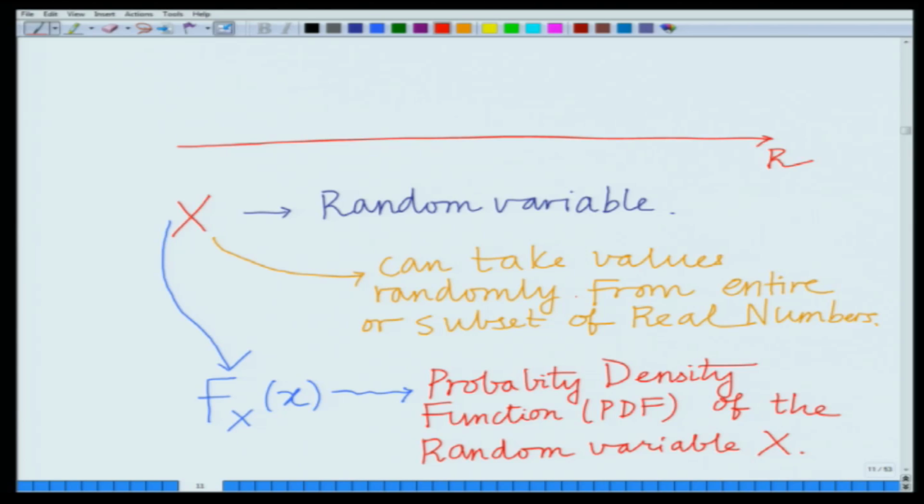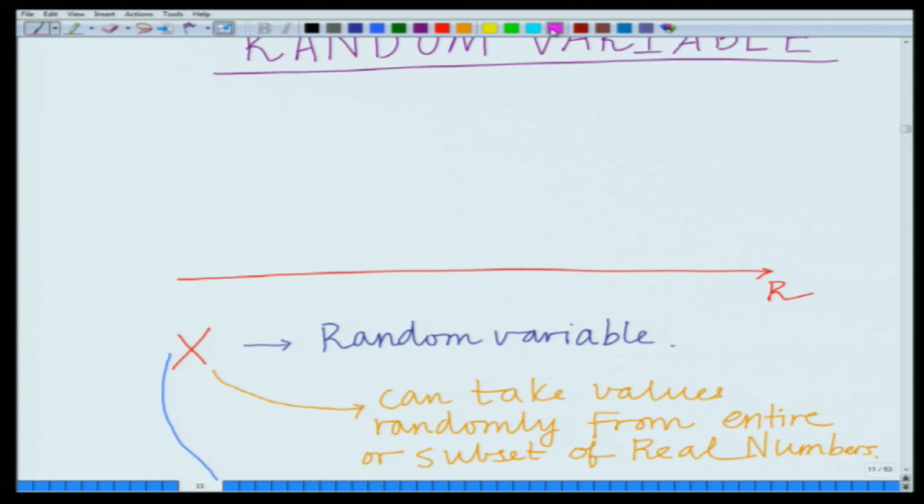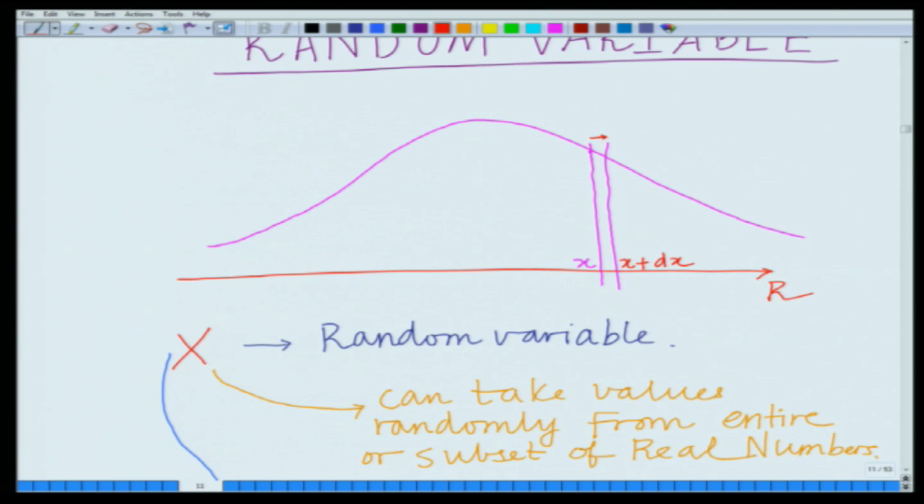Let us consider a small interval of width dx around x, that is, the small interval between x and x plus dx. Let us consider this infinitesimally small interval between x and x plus dx. So this is my point x, this is my point x plus dx. We are considering an infinitesimally small interval of width dx. This is my probability density function f of x.